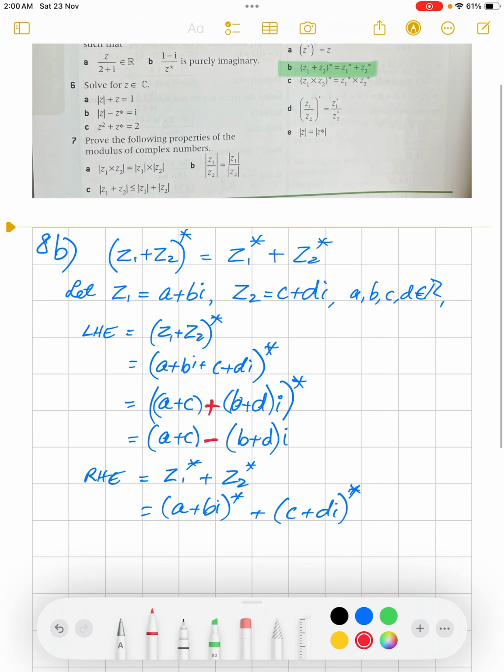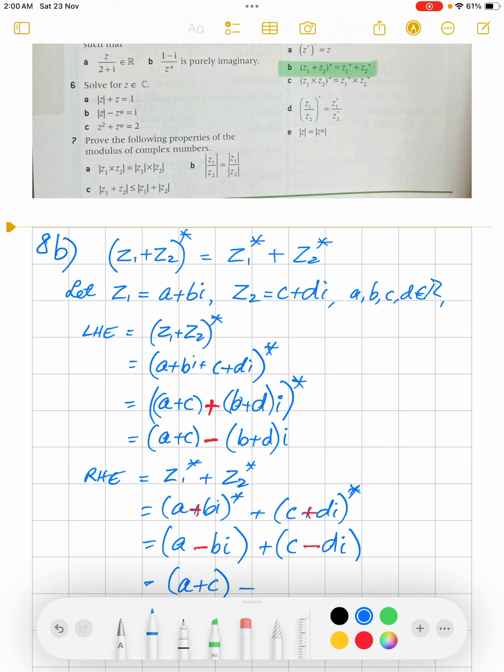And so the conjugate, where we've got a plus, we want a minus. So that would be A minus BI, and this would be C minus DI. So there's our conjugates. And if we group the real components together, we would have A plus C. And then if we group the imaginary components together, we would have B and D both being subtracted I.